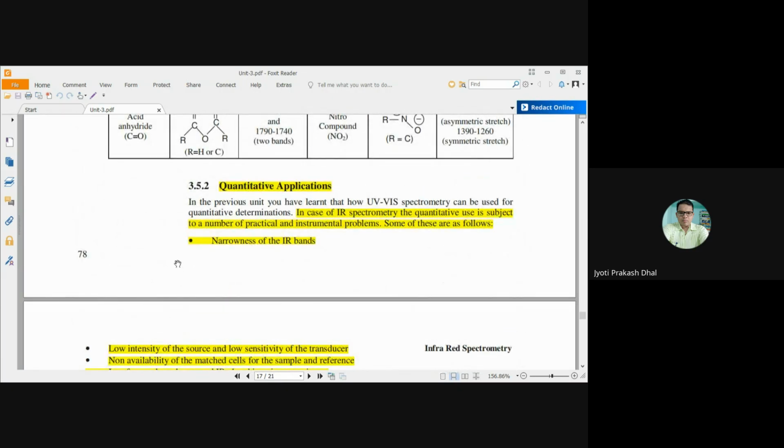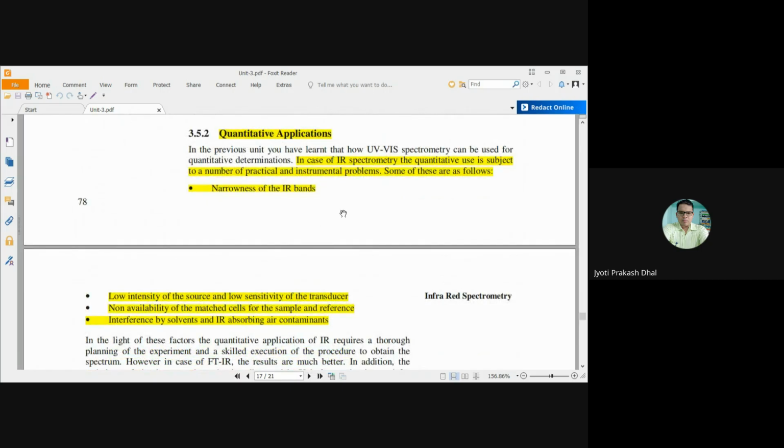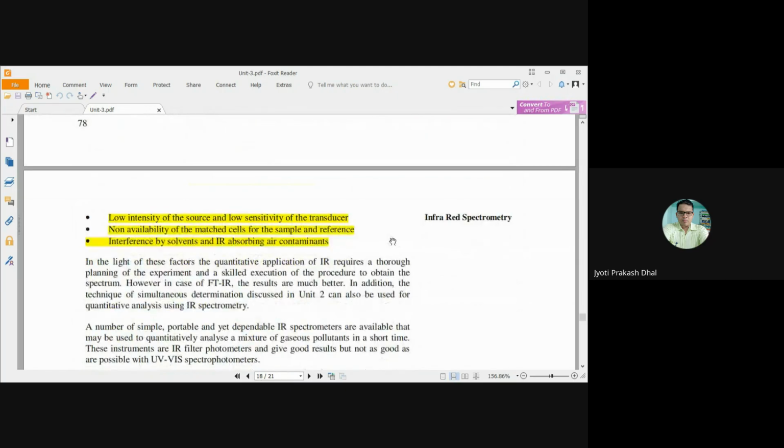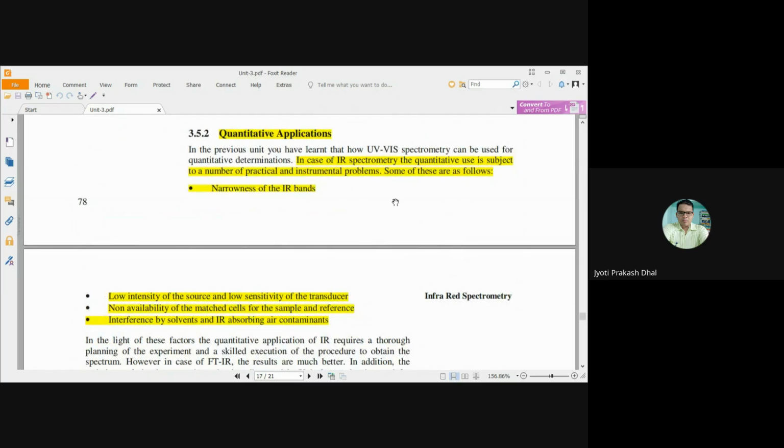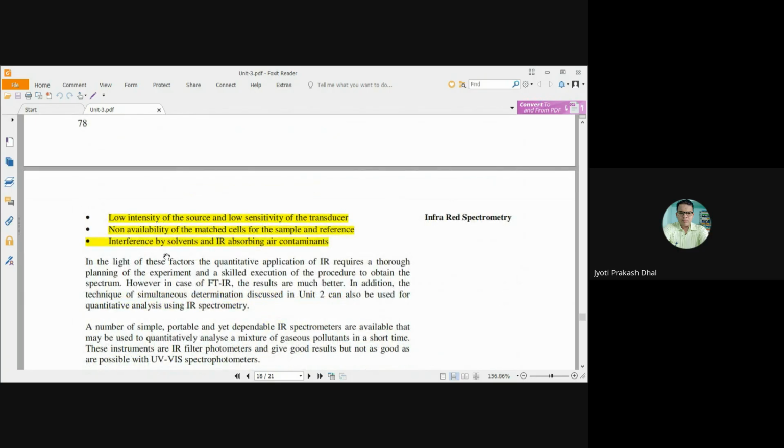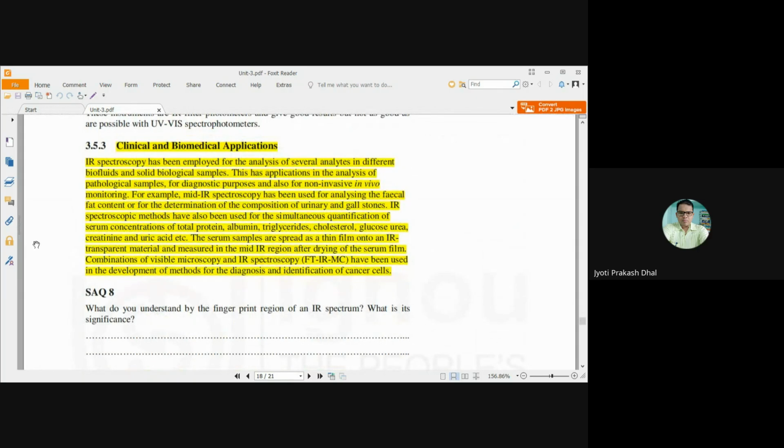Now coming to quantitative application. So in the quantitative application, in case of IR spectrometry, it is limited due to a number of practical and instrumental problems. Some of these are narrowness of the IR band, low intensity of the source and low intensity of the transducer, non-availability of the matched cell of the sample and reference, interference by solvent or IR absorbing air contaminants. So now we will discuss some clinical and biological applications.